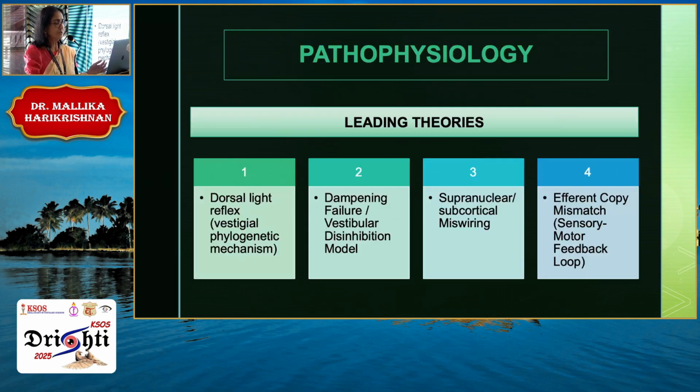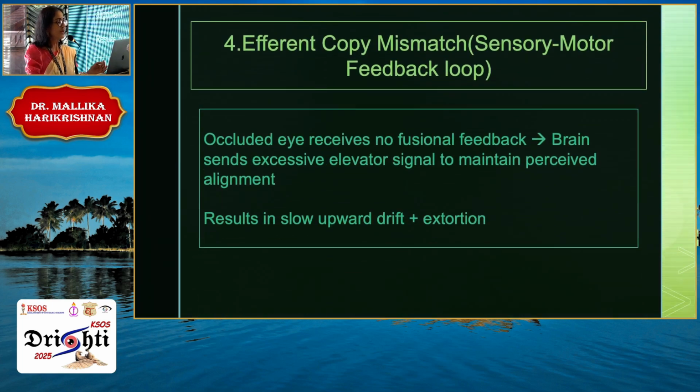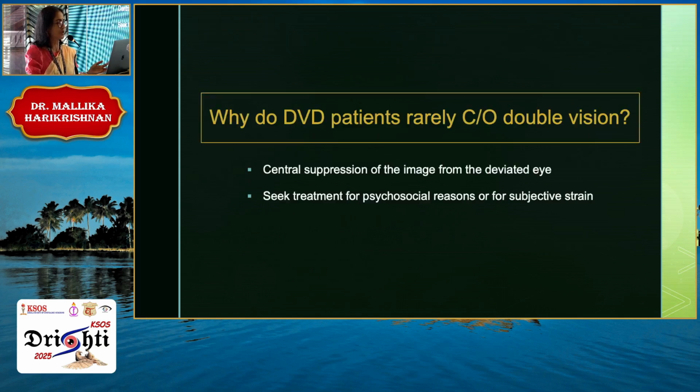And the fourth theory is the efferent copy mismatch, that is not very properly understood. The occluded eye receives no fusional feedback. So what happens? The brain sends excessive elevator signal to maintain perceived alignment. That results in slow upward drift and extorsion. Why do DVD patients rarely complain of double vision? Because of the central suppression of the image from the deviated eye.